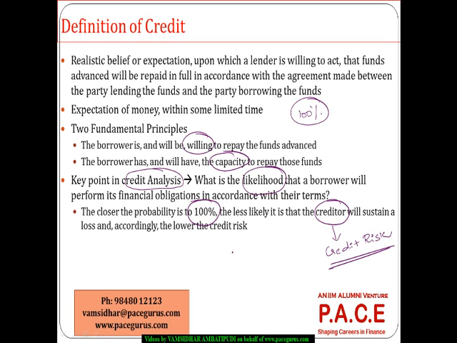The higher the ratio is, what is the probability that the person will repay as per the terms and conditions of the contract? If it is close to 100%, the chances that the lender is going to get into trouble are much lesser, which means the risk associated with that particular credit is much lesser. That is how we are linking the world of credit with credit risk through credit analysis.